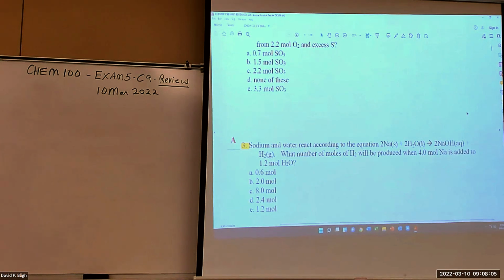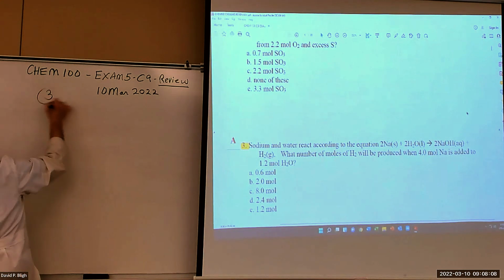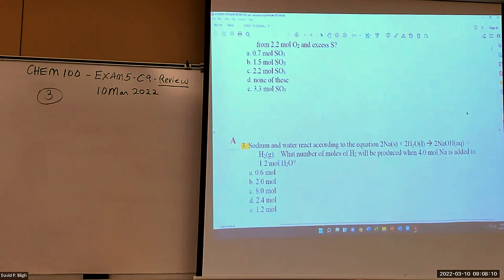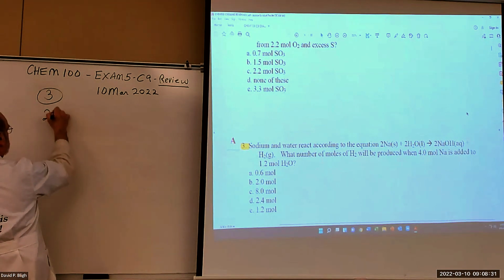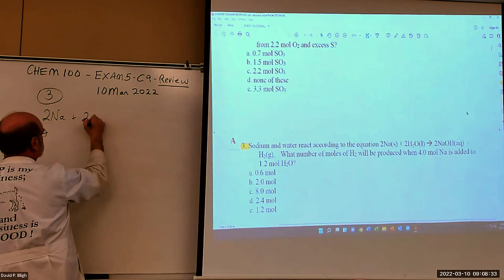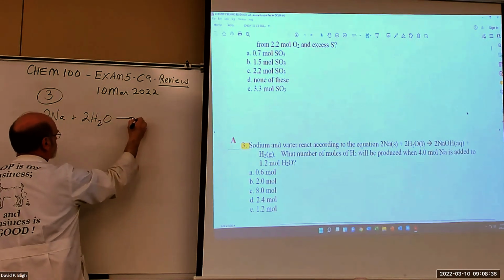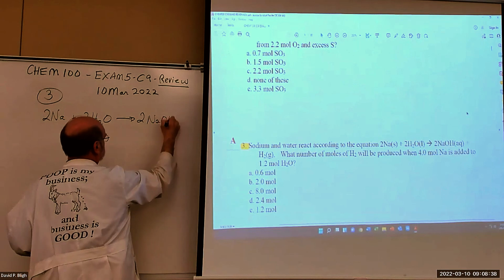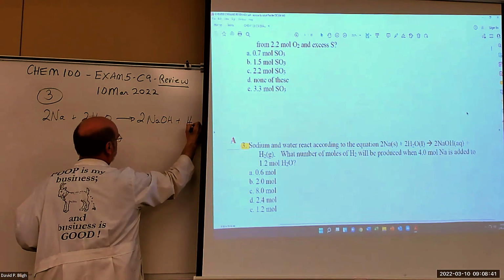Here we go. Got the whole thing on the board. Number three. Sodium and water react according to this equation. So they're kind enough to give us a balanced equation. So you had one sodium and two sodiums, two waters, gives you two sodium hydroxide and one hydrogen gas. So we got this and this gives this plus this.